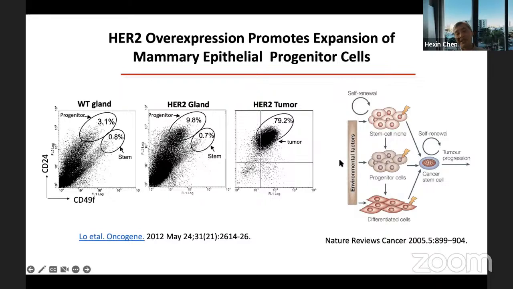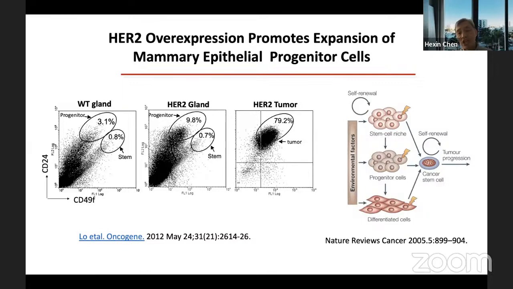So the question we're going to ask is whether HER2 is overexpressed in the stem cell and promotes the stem cell to proliferate, and then somehow these cells mess up the division, and we get expansion of a stem cell. Or is HER2 overexpression expressed in the differentiated cells, and then it can trigger dedifferentiation, so the cell regains this stem cell-like property? That's a question we don't know. But the interesting thing here is that we know the progenitor cell population is expanded.